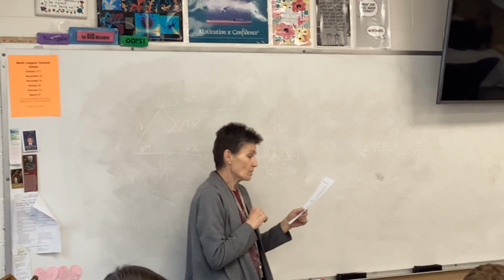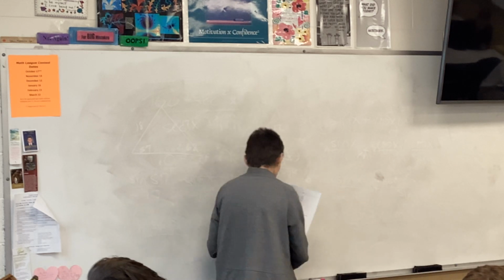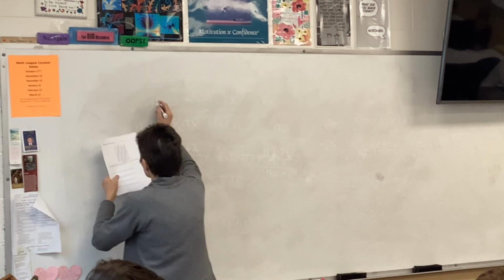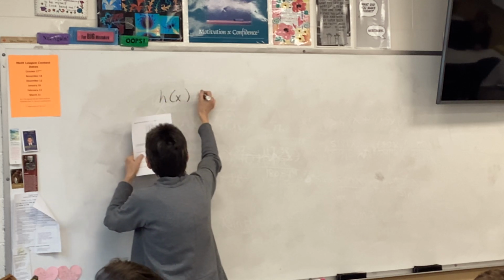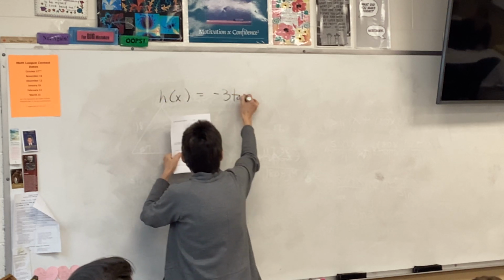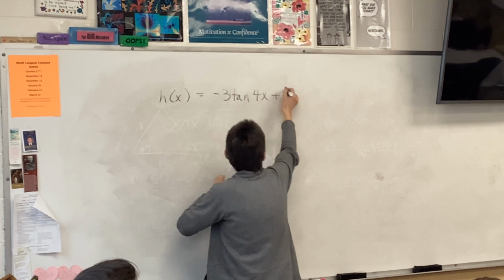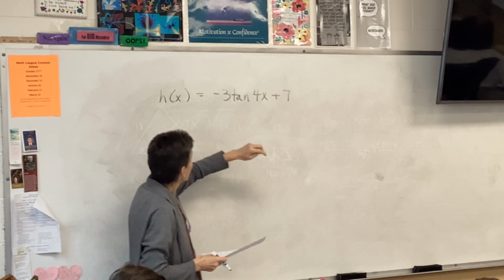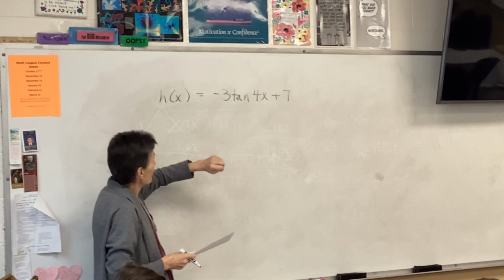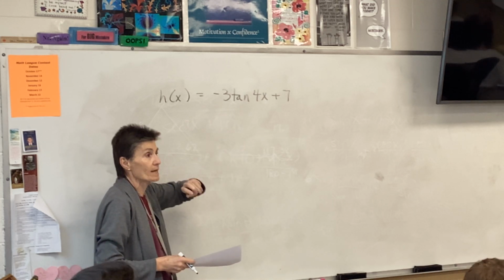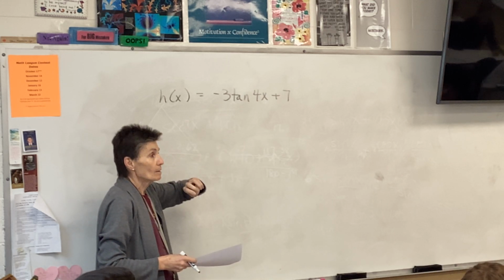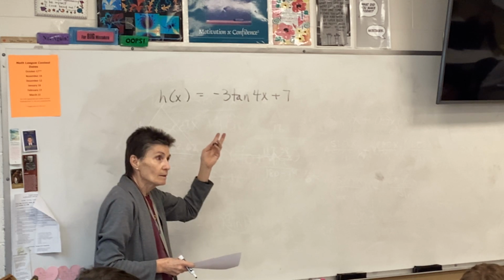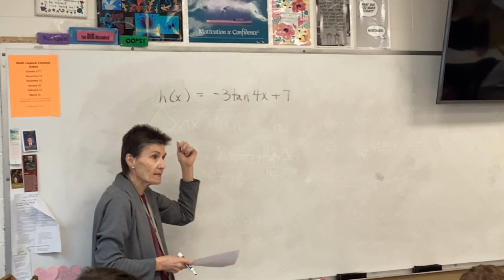Number 2. So we got this equation. What is the period of h? I like to have my vertical shift out here, so I've rewritten it this way. What is the period of this thing? Pi over 4. Thank you.